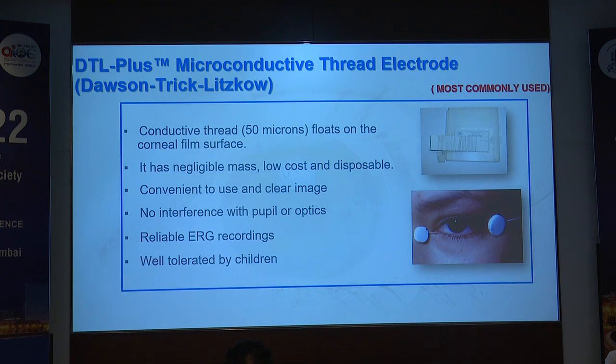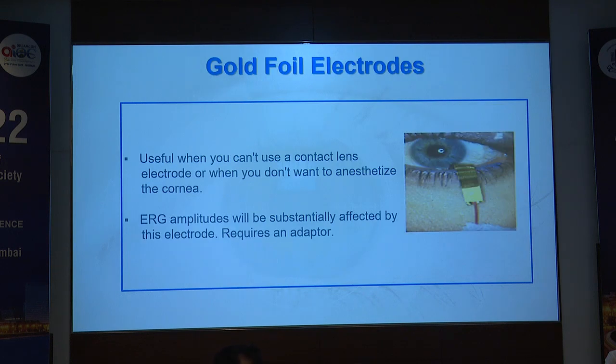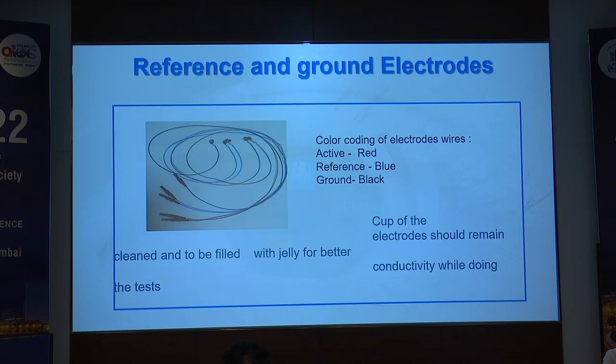They have a very reliable ERG recording, and they are well tolerated by children. Then we have the gold foil electrodes. When you cannot use a contact lens electrode or do not want to anesthetize the cornea, we use these gold foil electrodes. The ERG amplitude will be substantially affected by these electrodes. It requires an adapter.